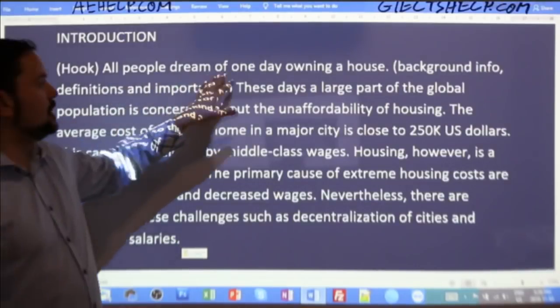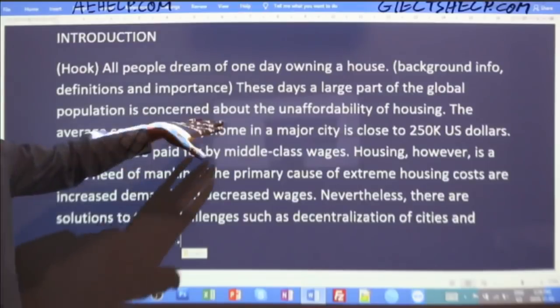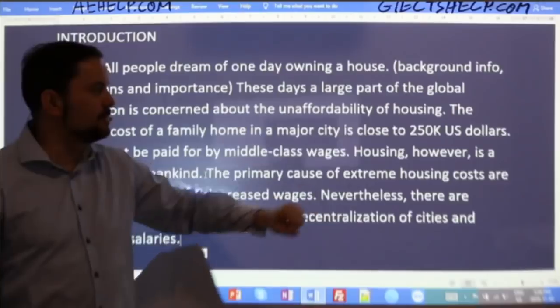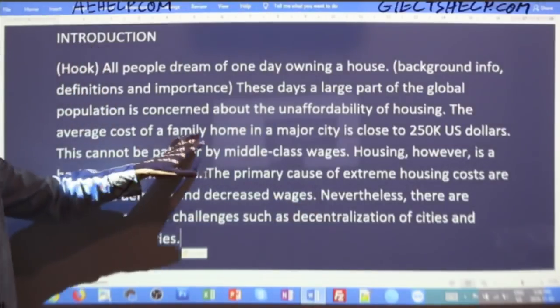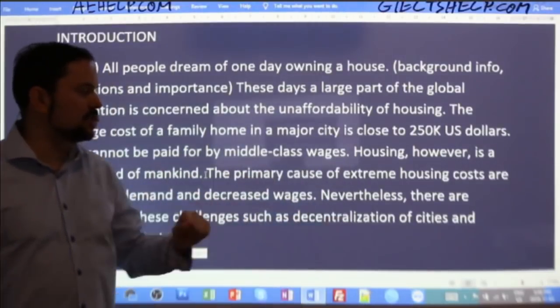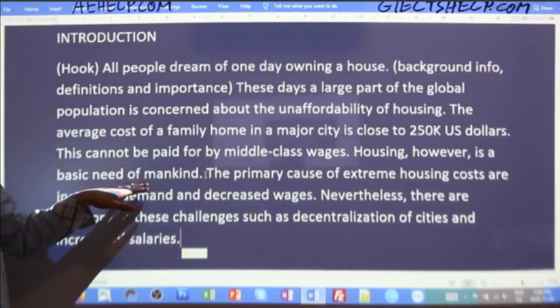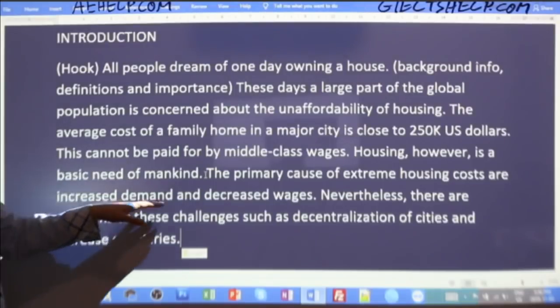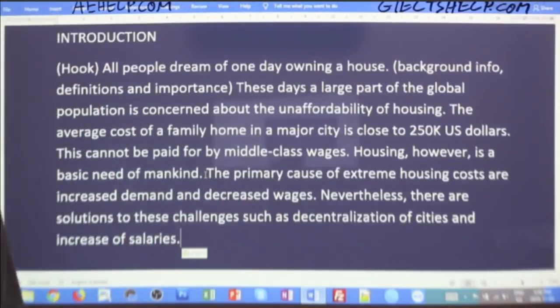So all people dream of one day owning a house. These days, a large part of the global population is concerned about the unaffordability of housing. The average cost of a family home in a major city is close to $250,000 US. This cannot be paid for by middle-class wages. Housing, however, is a basic need of mankind. The primary cause of extreme housing costs are increased demand and decreased wages. Nevertheless, there are solutions to these challenges, such as decentralization of cities and increase of salaries.